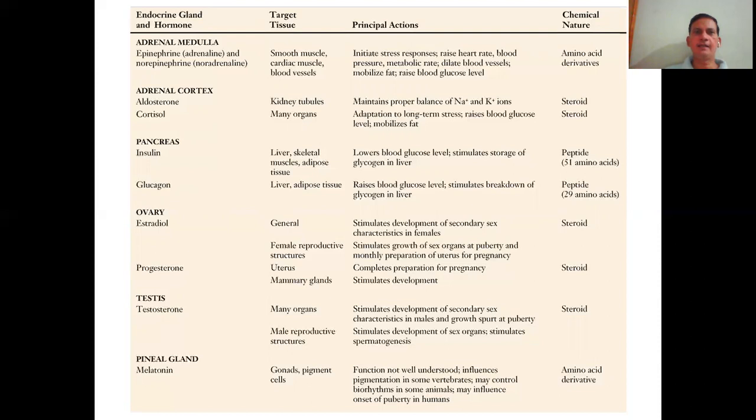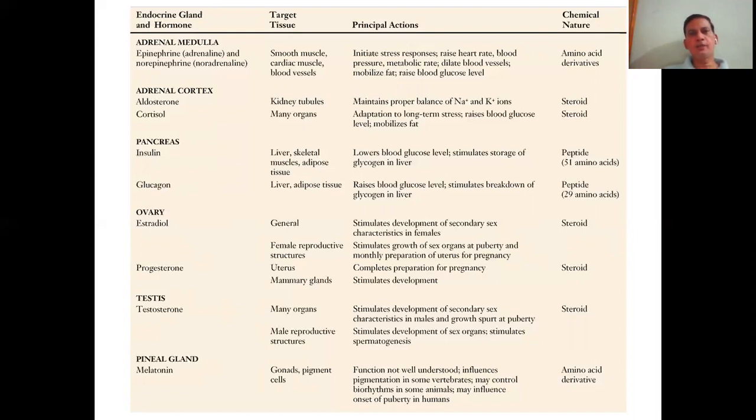Another gland is the adrenal cortex. So the hormones which are secreted are the aldosterone and the cortisol. So the aldosterone has kidney tubules as the target, which helps the maintenance of sodium and potassium balance. This is a steroid. Cortisol, it acts on many organs. Adaptation to long-term stress, and raises blood glucose level, and also it mobilizes fat. This is chemically a steroid.